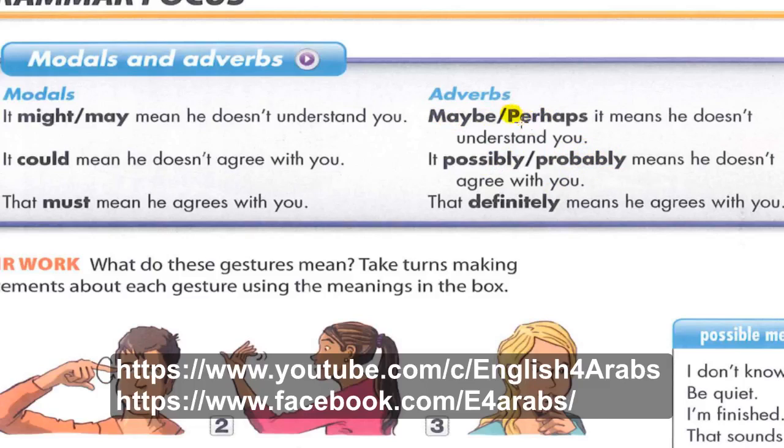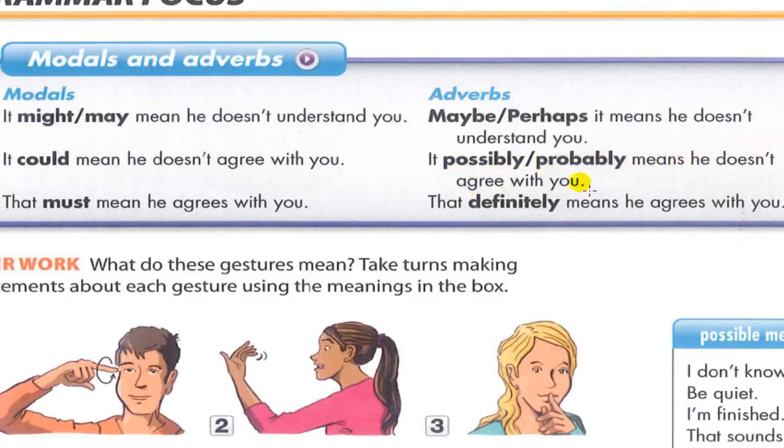Maybe, perhaps, 50%. Maybe it means he doesn't understand you. It could mean he doesn't agree with you. It possibly means, or it probably means, he doesn't agree with you. Possibly, probably, this is like 70%. It could mean, it possibly means, it probably means. That must mean, so here you are sure. That definitely means, 90%. That definitely means he agrees with you.